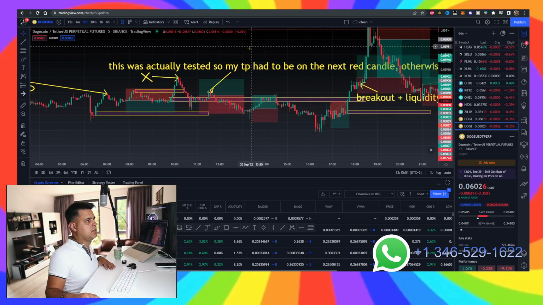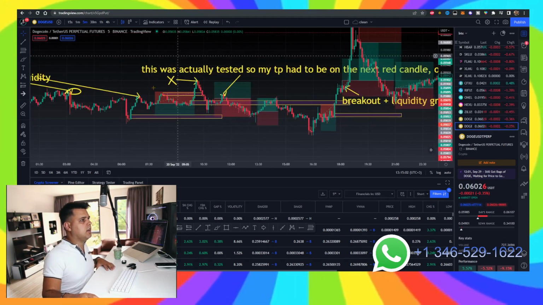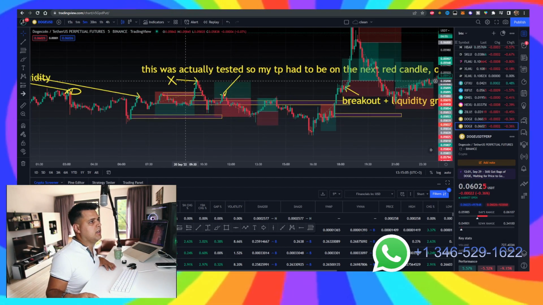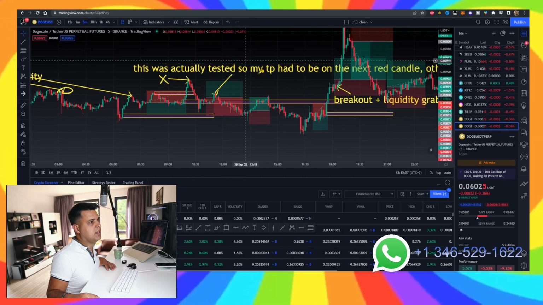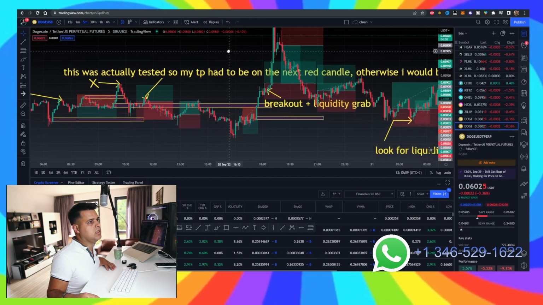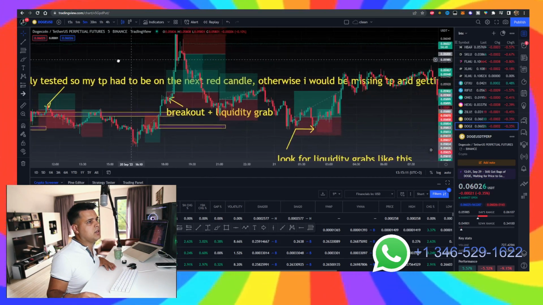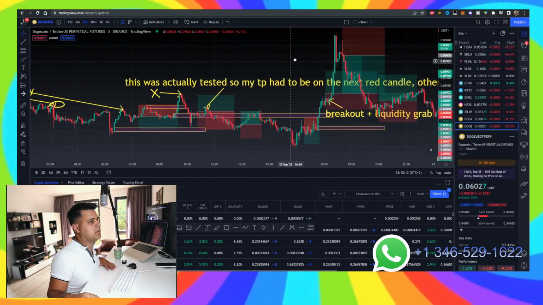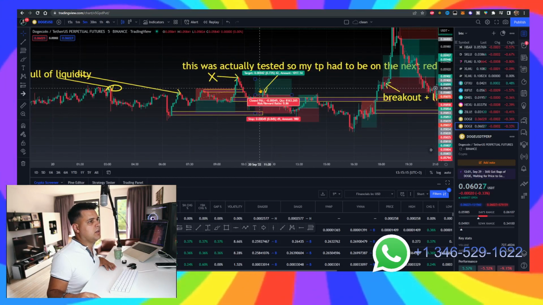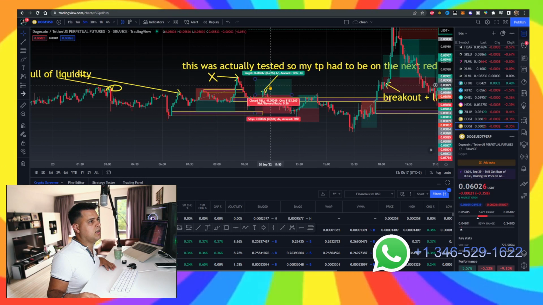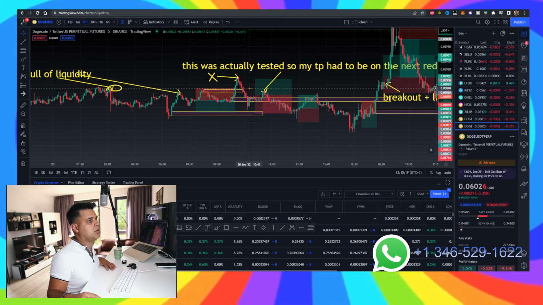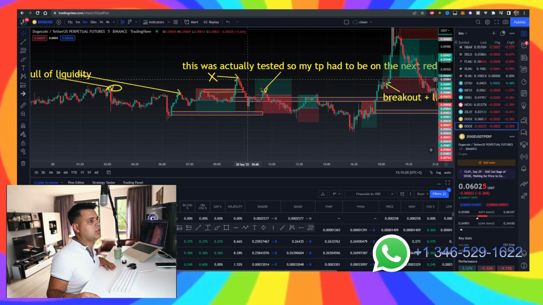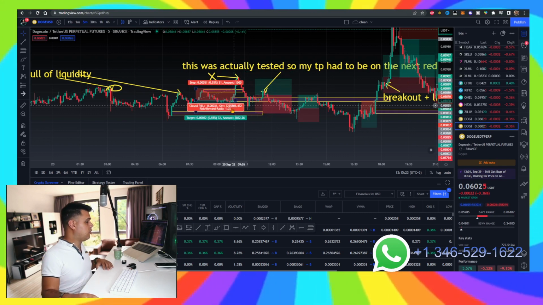These are just different examples. I am explaining right here why this was actually tested, so my take profit had to be on the next red candle. Otherwise I'll be missing take profit and getting stopped out. So this is regarding this trade right here, that I should be taking profit here and not here, even though it's a very small profit.